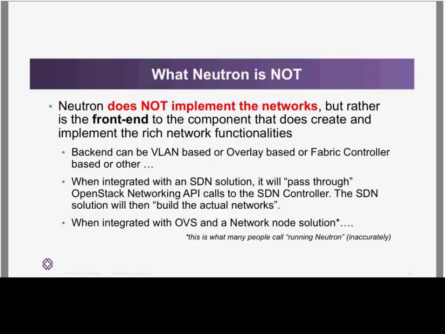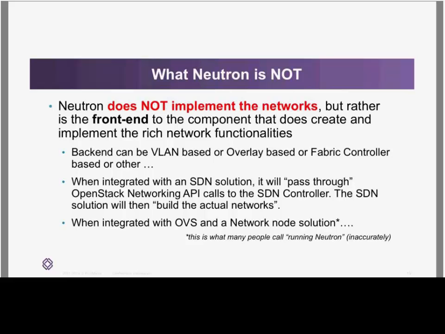There is a default implementation, which is based on open source components like OVS, and the network node. That's where people usually, erroneously, think it's the Neutron implementation. This is usually what most people out there start with. It's included in Mirantis and other distributions. It's kind of the default component. Now, OVS and the network node are a great starting point.